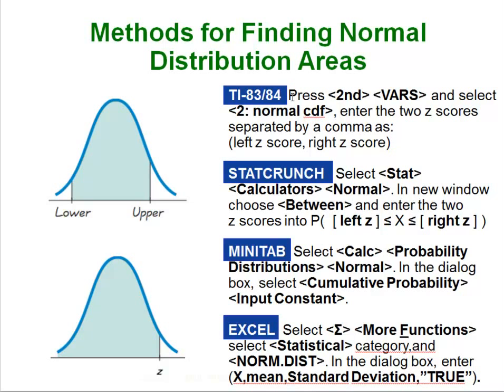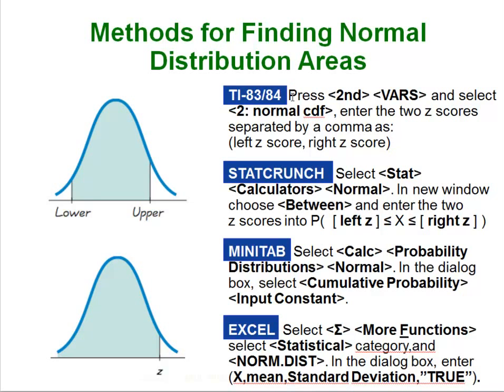StatCrunch is that really easy to use proprietary software that you can do online that you either have to pay for or you get it free if you're in the right kind of class environment. Minitab, there'll always be Minitab examples, and Excel whenever I can, because most people have Excel and some people have Minitab.